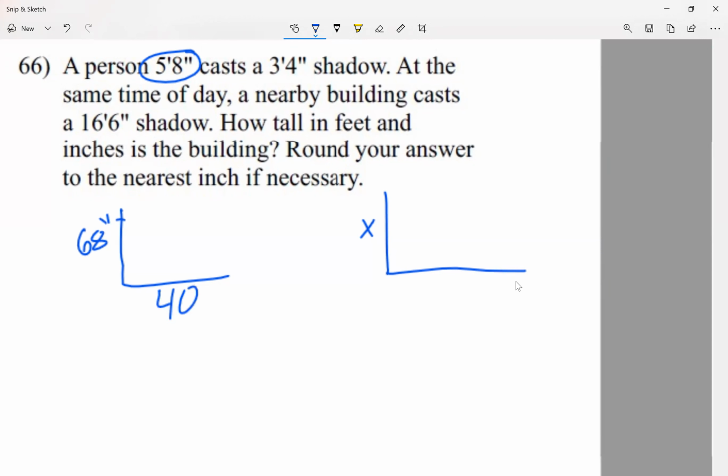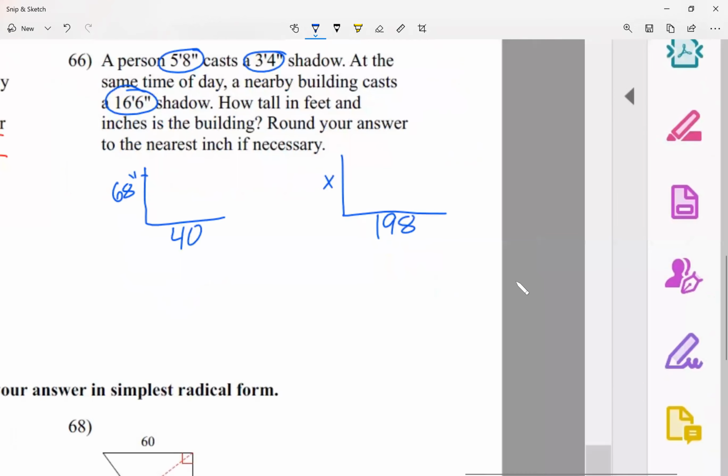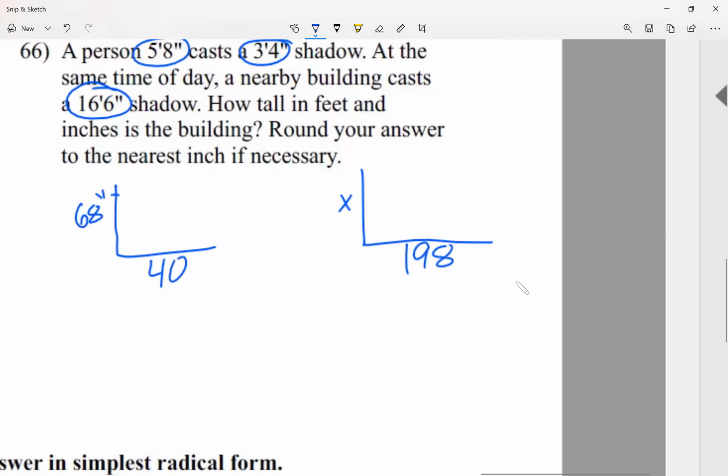Now the building, right? The shadow of the person was 3 feet 4 inches. Then the building has a shadow of 16 feet 6 inches. I know 16 times 12 is 192, plus the 6 more inches. I'm going to say the shadow is 198 inches. So first of all, I changed everything to inches. All right, let me solve for x.